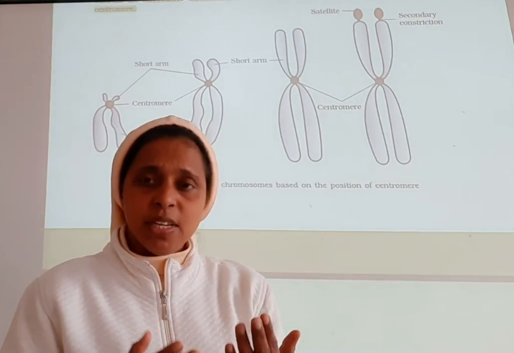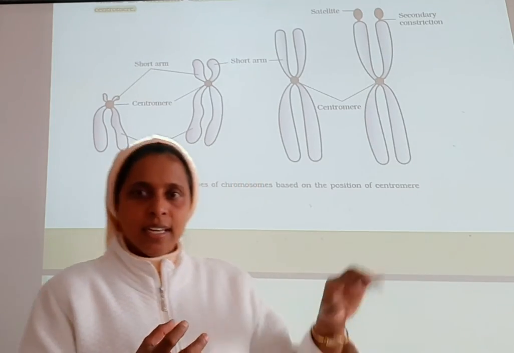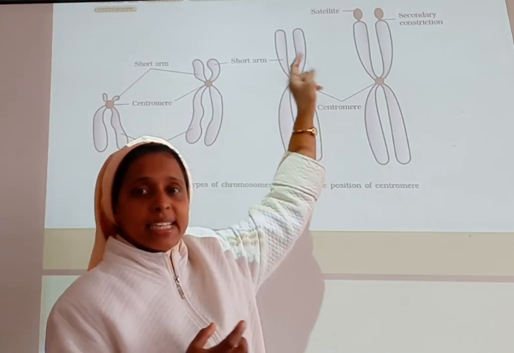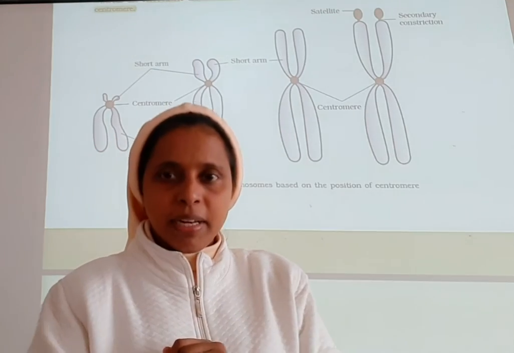Sometimes a few chromosomes have a non-staining secondary constriction at a constant location, which is termed a satellite, as it has a satellite-like appearance.